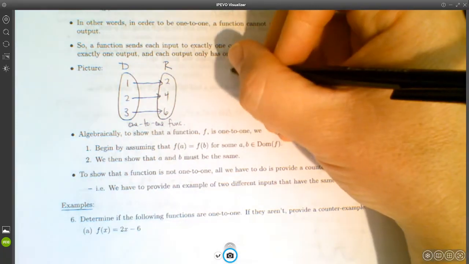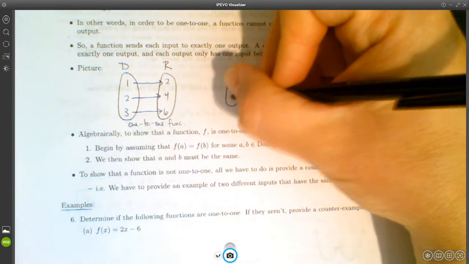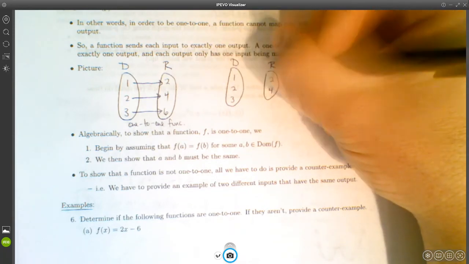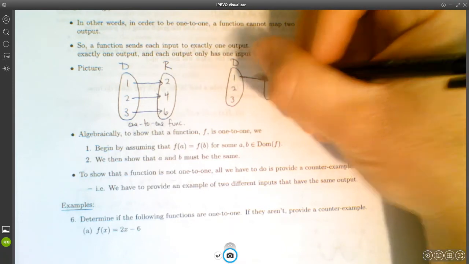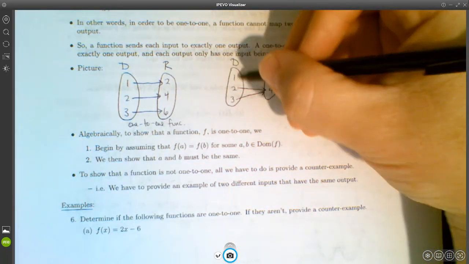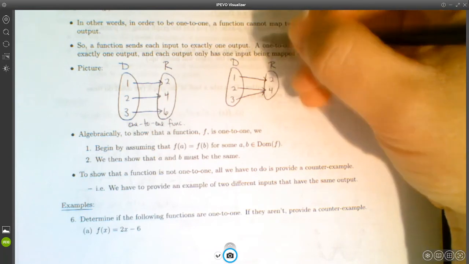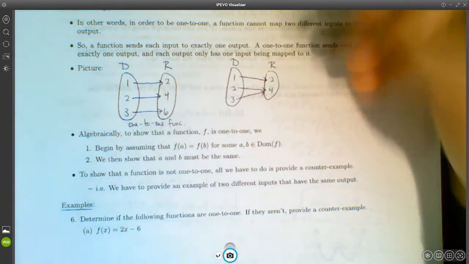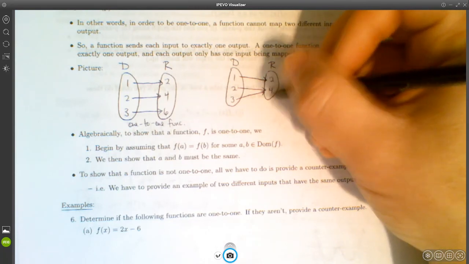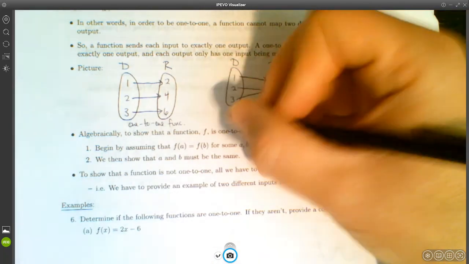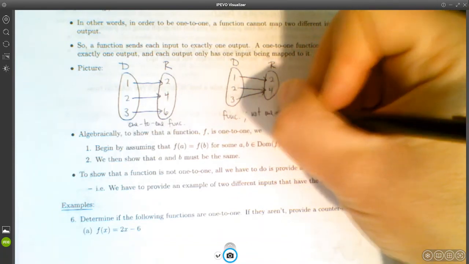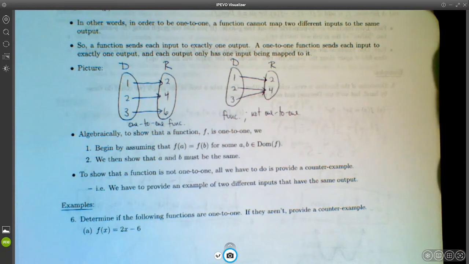If you have a domain that's, say, 1, 2, 3, and then a range that's, say, 2, 4, and your function maps 1 to 2, maps 2 to 4, and it maps 3 to 4. Each domain element is getting sent to only one range element, so this is a function. But it's not one-to-one, because some of the range elements have multiple domain elements attached to them. So this is a function, right? But it's not one-to-one.